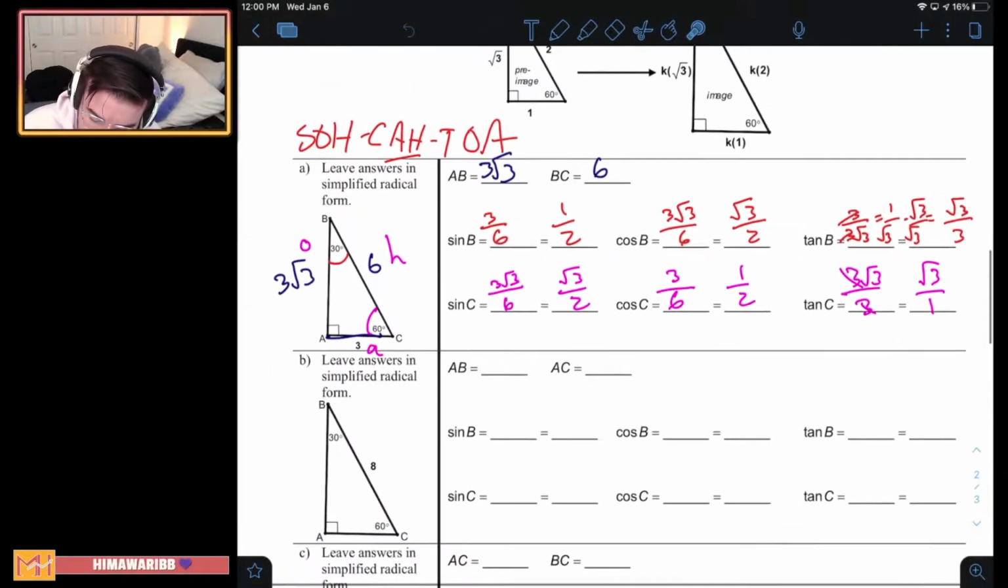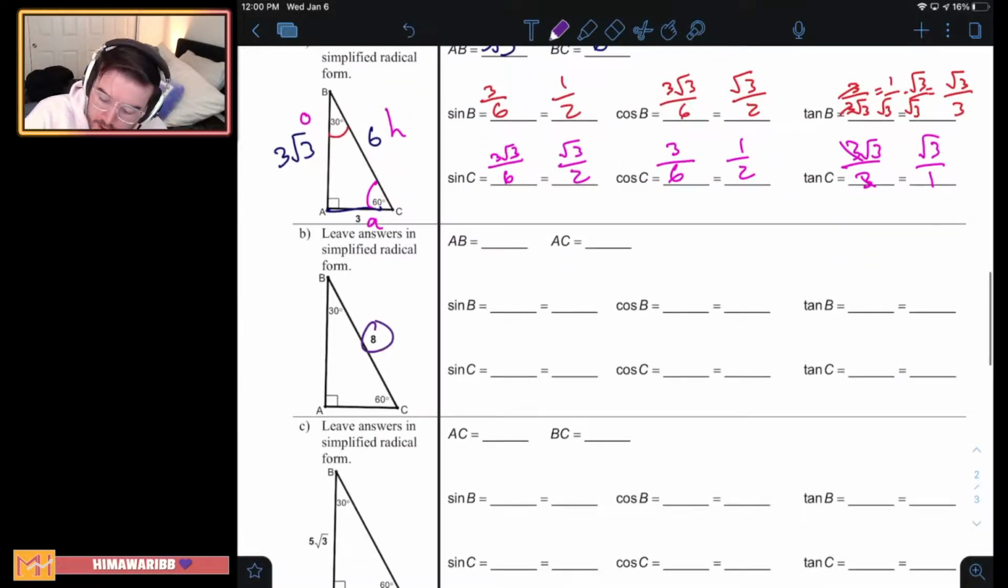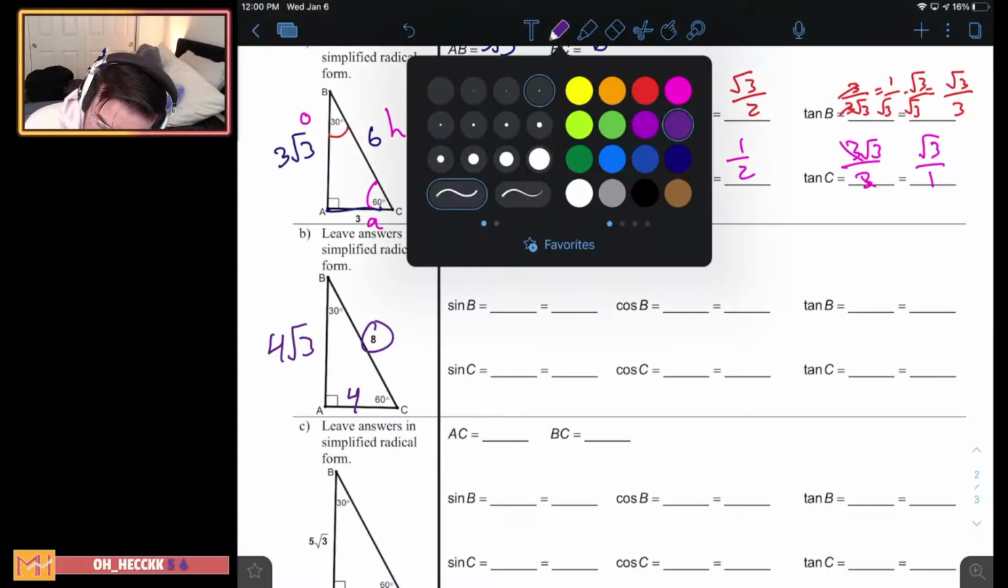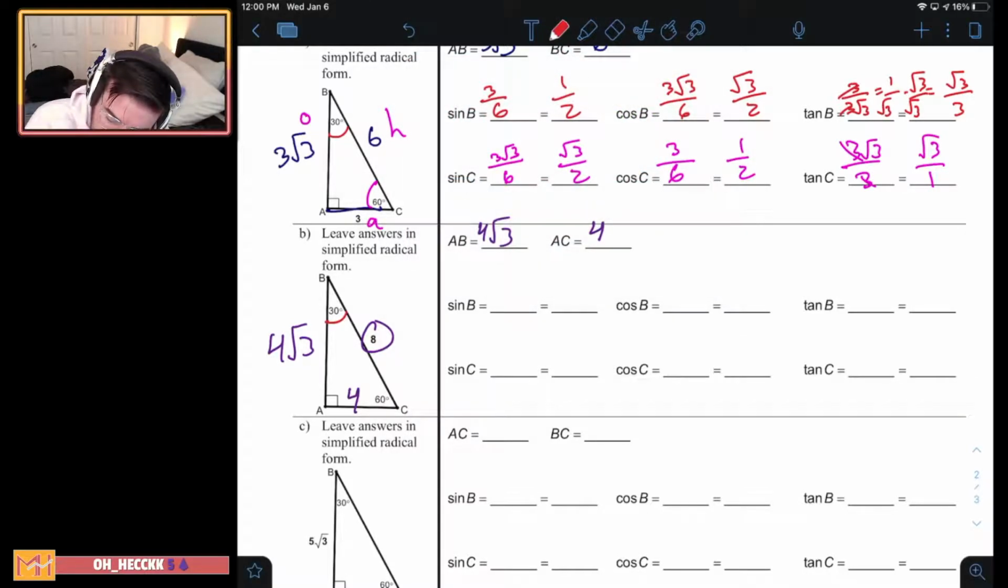All right, let's do it again. We are given the hypotenuse, take half of it to find the short leg, and then slap a root 3 on to get that long leg. And let's see what happens. There's B, opposite, adjacent, hypotenuse. We end up with 4 over 8, which is a half. Opposite over hypotenuse. Adjacent, 4 root 3 over hypotenuse, which becomes root 3 over 2.